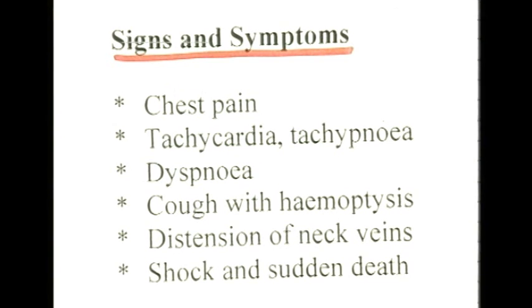There may be distension of the neck veins, because the systemic circulation might not be able to drain properly back into the right atrium, because the right ventricle is unable to empty itself properly because of the occlusion in the pulmonary circulation. So there may be distension of neck veins. There can be shock and sudden death in more severe cases.